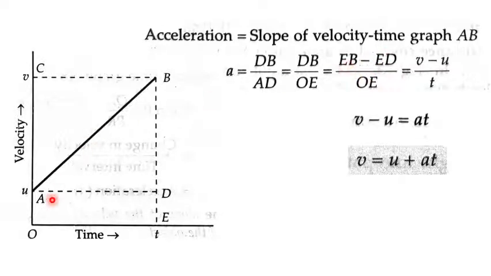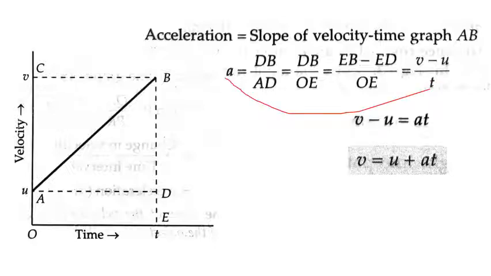Now what does EB represent? EB represents your final velocity V. What does ED represent? This line, ED, represents your initial velocity u. And what does OE represent? OE represents your time. OE is your time. So I have V minus u by t, or I can say a equals V minus u by t.